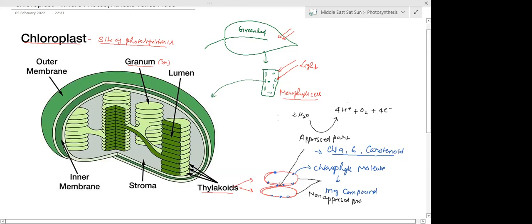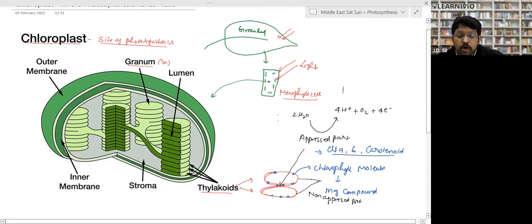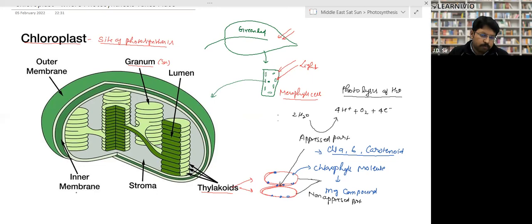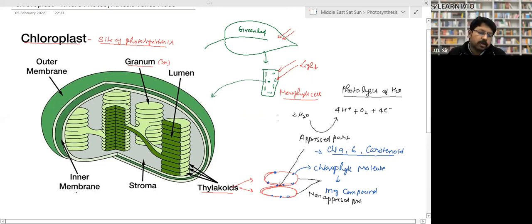The process of breaking down of water is called photolysis of water. Photo means light, lysis means breakdown, and water means water. So photolysis of water means breakdown of the water molecule. Please either take a screenshot or note it down. This is very important for the sake of your conceptual clarity.